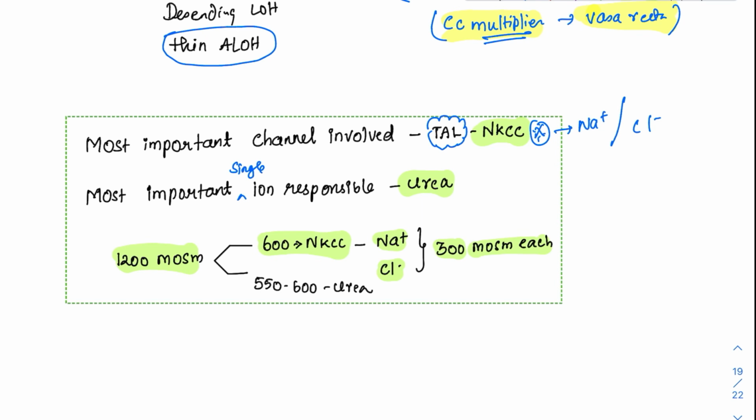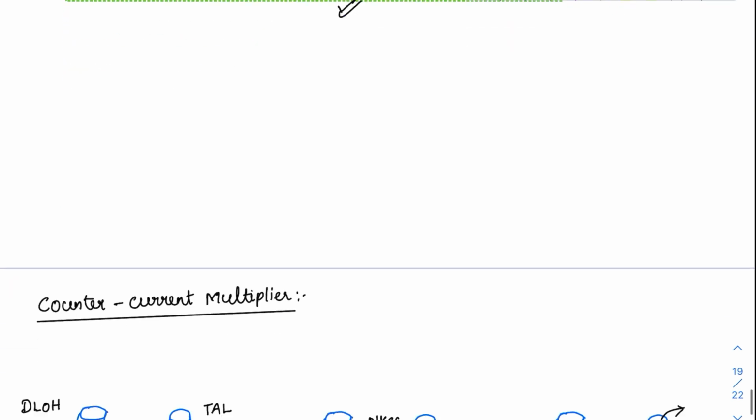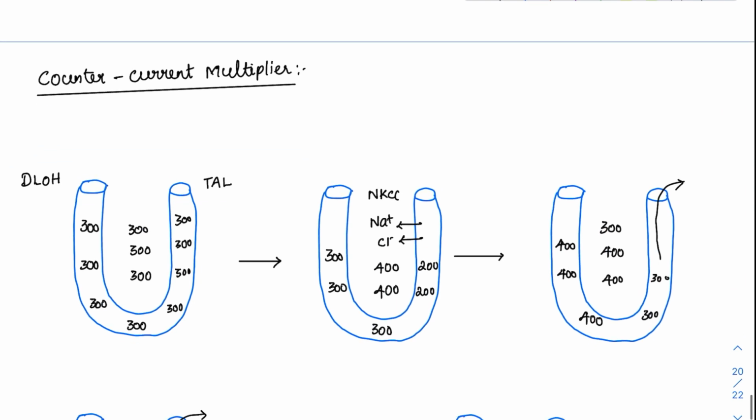But as a single ion, even urea can contribute this 550 to 600 milliosmoles. That's why urea becomes a single dominant ion here and the answer becomes urea. So now coming to this mechanism, how this countercurrent is generated.